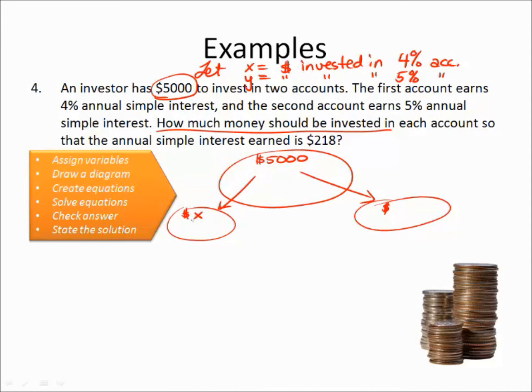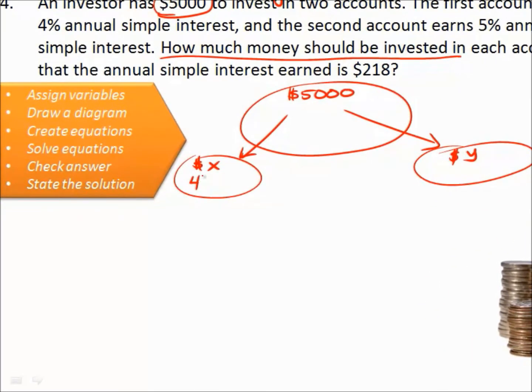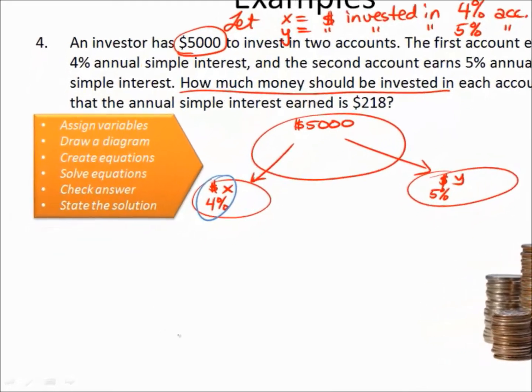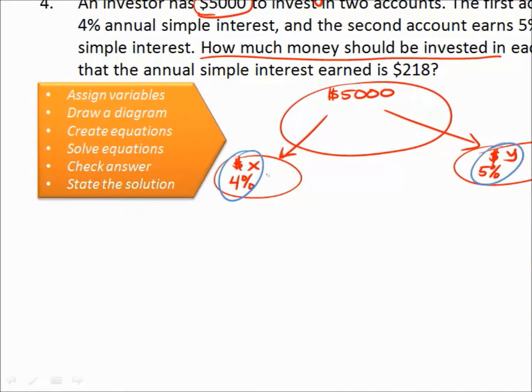So we've got X dollars here, Y dollars here. And the interest we make is 4% interest on this one, and we make 5% interest on this one. This is simple interest, so what that means is we take 4% of the dollars directly for how much is being made in 1 year. So if we make 4% on X and 5% on Y together, we will be making $218 of interest.